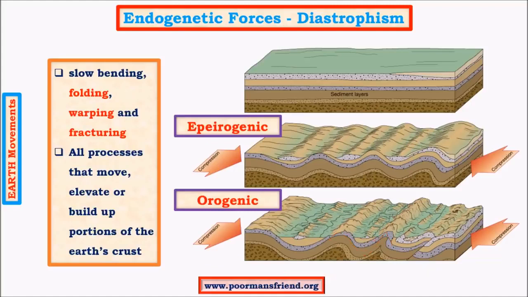So the folding can be towards the center or away from the earth's center. Usually the ones that are towards the center are called synclines, and the ones that are standing away from the earth's center are called anticlines. So this shape is an anticline, whereas this shape is a syncline. These two terms keep appearing in books, so this is what anticline and syncline mean.